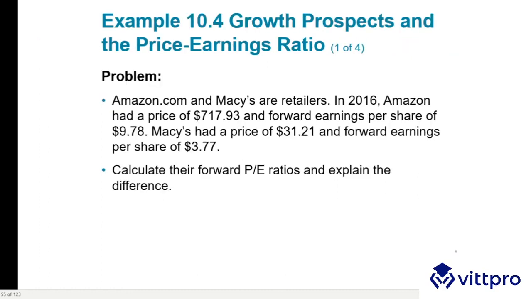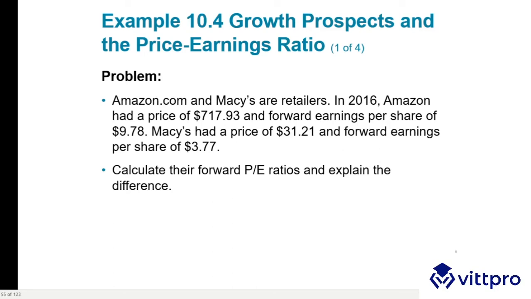So let's say Amazon and Macy's are both retailers. In 2016, Amazon had a price of $700 and a forward earnings per share of 9.78, right? Macy's had a price of $31 and a forward earnings per share of 3.77.